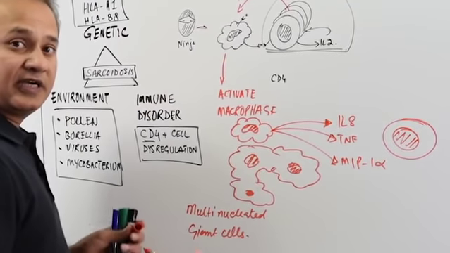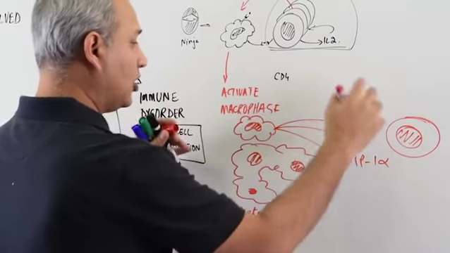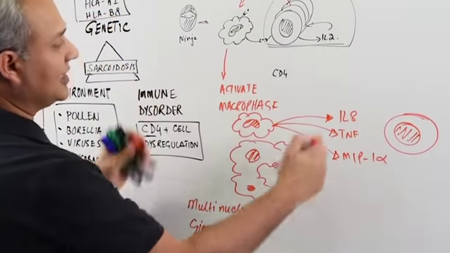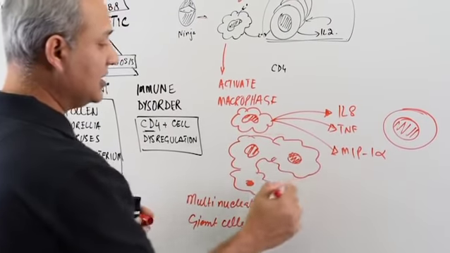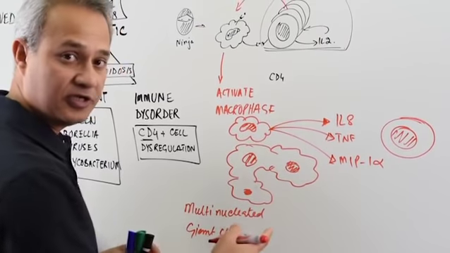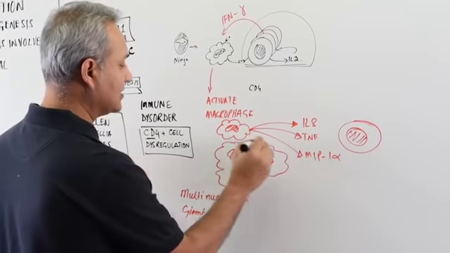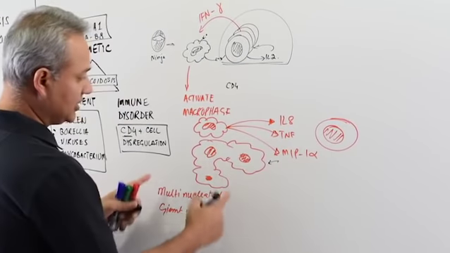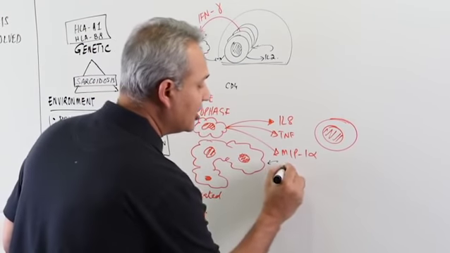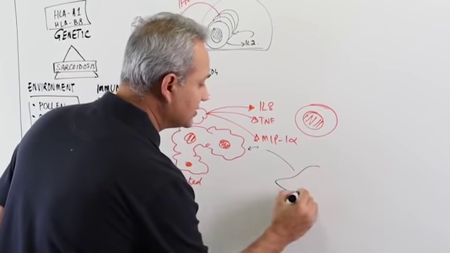So further recruitment and inflammation would occur. This would cause amplification of all of these cytokines. These cytokines would also act on the macrophages, and now the macrophage will convert into two types of cells. One is the multinucleated giant cell and the other is epithelioid cells.